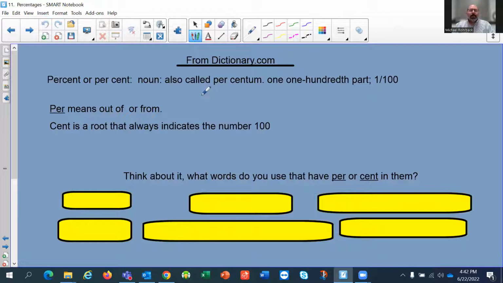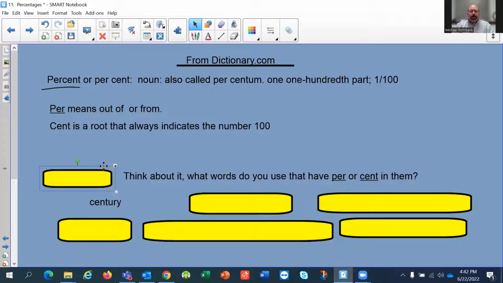There'll be some, and there will generally be word problems, and it might be a word problem that's tied in with a graph or a chart or something else. So let's make sure we understand how they work. So first thing is the word percent by itself. Percent means 1/100th of a part. So think of the per part as out of or from, and cent is a root that always indicates the number 100. So percent means out of 100 or from 100.